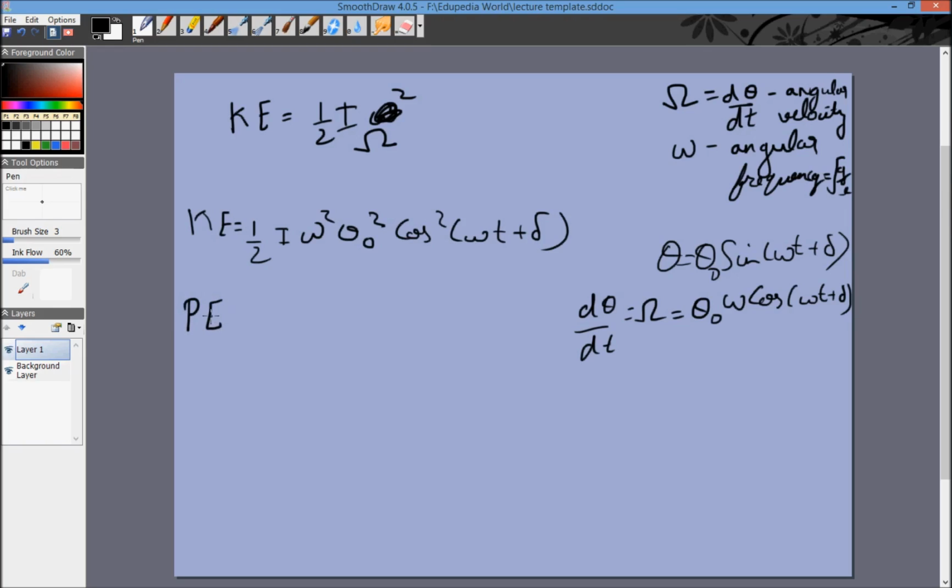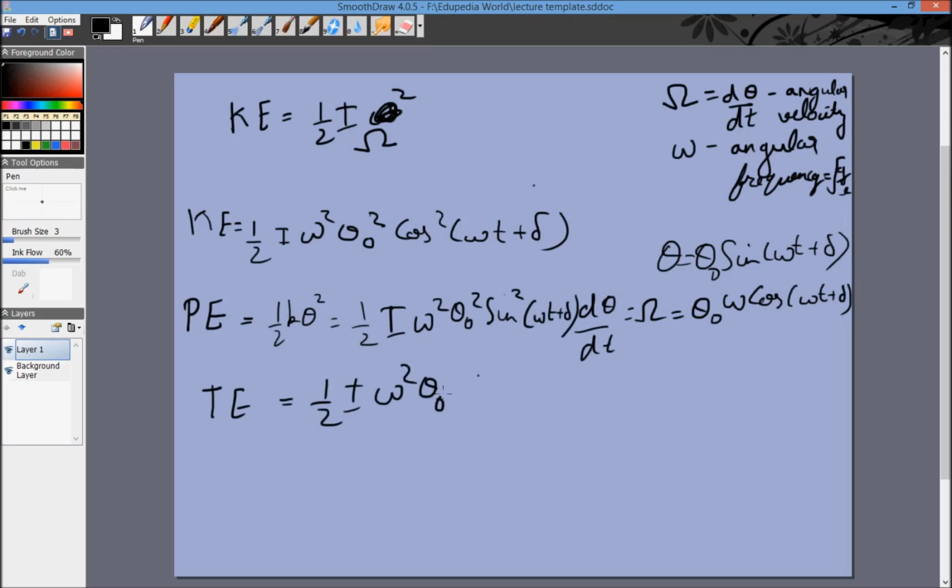What is the potential energy? Potential energy in this case will be, just like it was half kx square for the case of a spring, half k theta squared, and that will be half I omega squared theta naught squared sine squared omega t plus delta, and that gives me the total energy, which is a constant, half I omega squared theta naught squared. Right. So we see that just like we had circular motion and linear motion, circular angular SHM and linear SHMs are very analogous, with just the terms, symbols meaning different things.